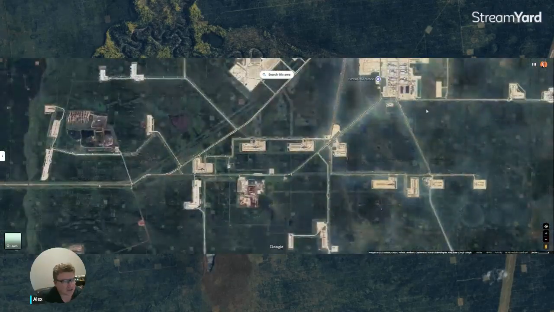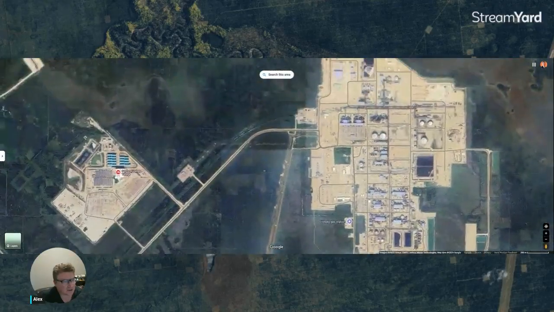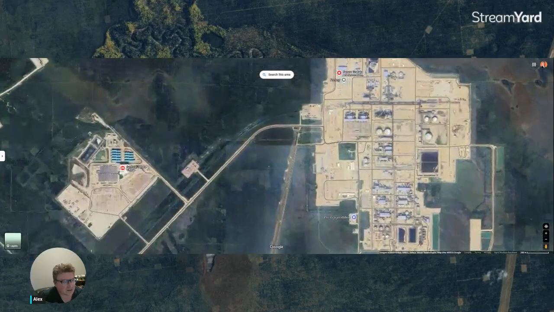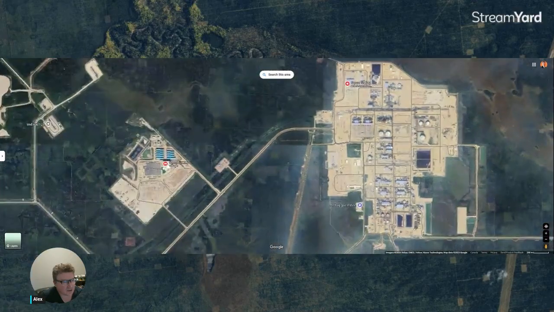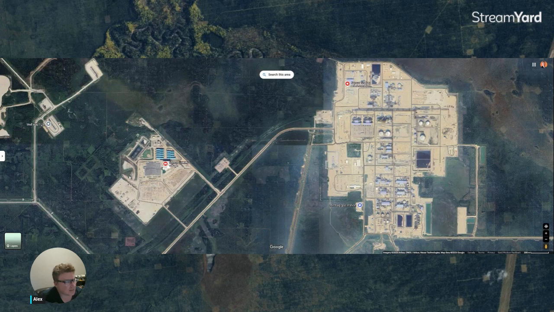Firebag, actually, so this is their CPF. So again, we're talking about a massive operation here. What they do here is generate steam and handle the emulsion at the back.